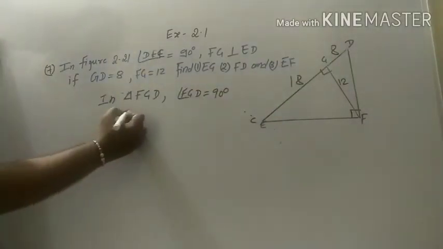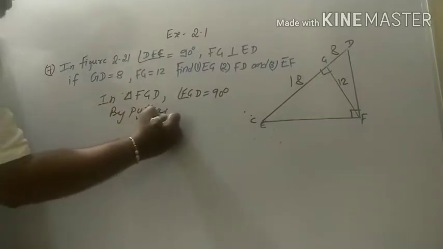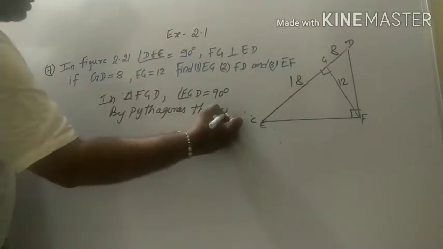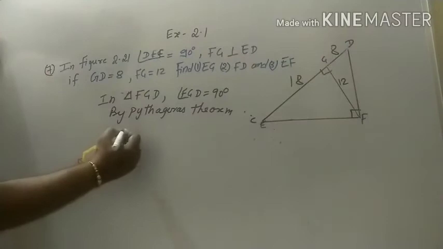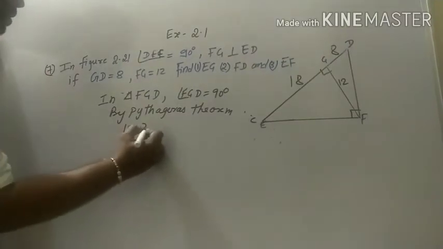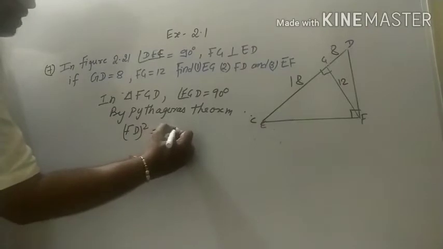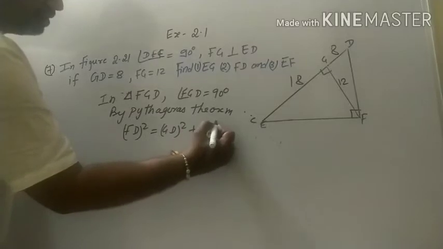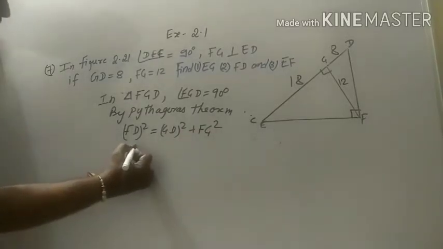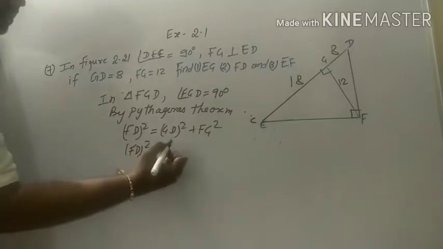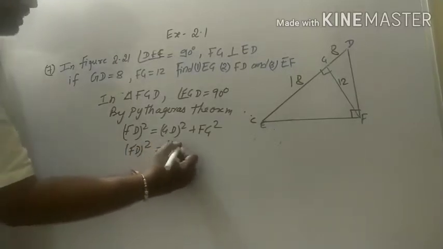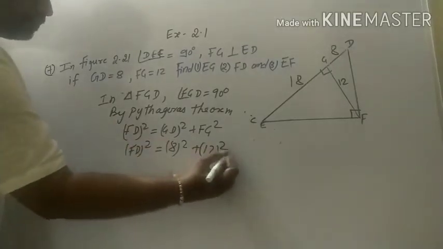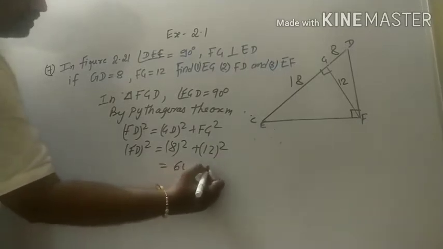Therefore by Pythagoras theorem, this is 90 degree. Opposite to this is the hypotenuse. That is FD square is equal to GD square plus FG square. FD is what? We don't know. We should find that. GD is 8, so 8 square plus FG is 12. This is 64 and this is 144.